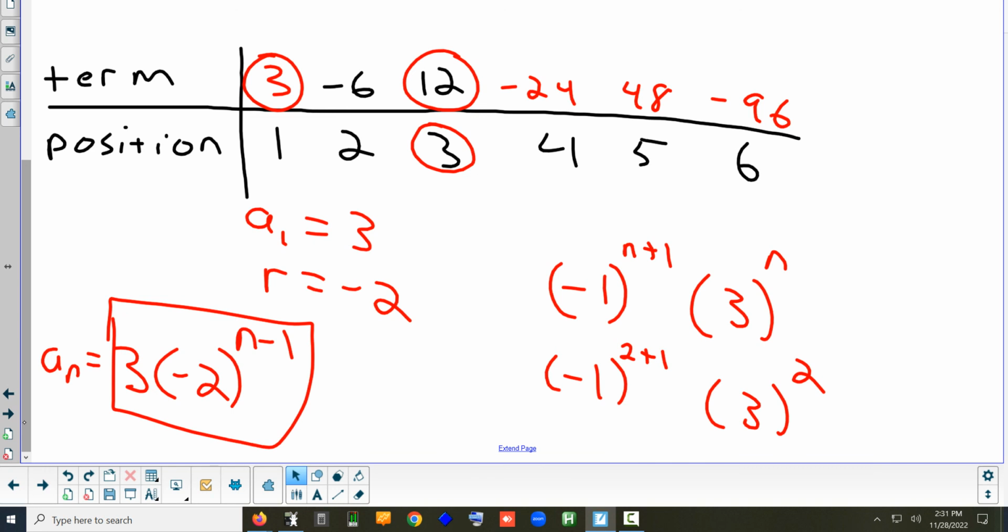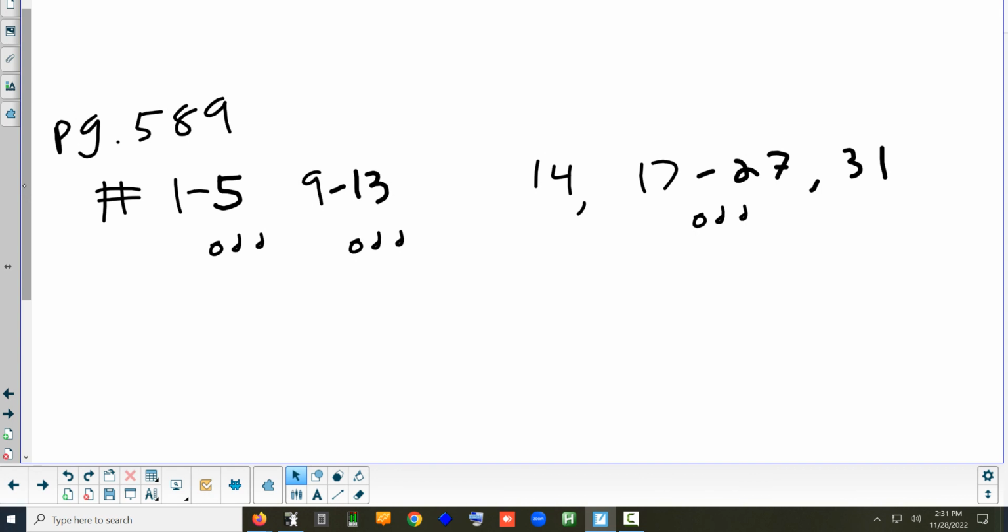So tomorrow we're going to look at what happens when we add up all the numbers in a sequence and find the answer. For a small sequence, that's easy. For a big sequence, we need a way to do it. Okay, so there's a lot of odds here. So it's 1 through 5, 9 through 13, those are odd. 14, that's the only even. And then 17 to 27, odd. And 31. And we'll take a look at that tomorrow.